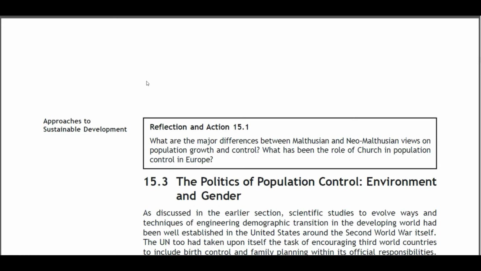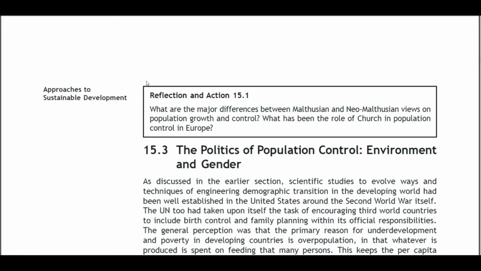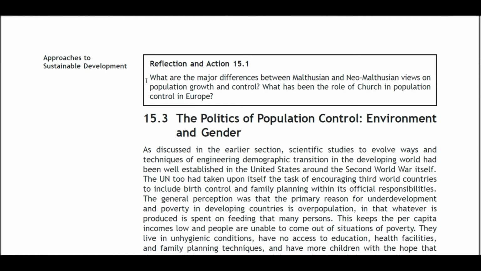Reflections and Action 15.1. What are the major differences between Malthusian and Neo-Malthusian views on population growth and control? What has been the role of the church in population control in Europe? 15.3. The politics of population control, environment and gender.